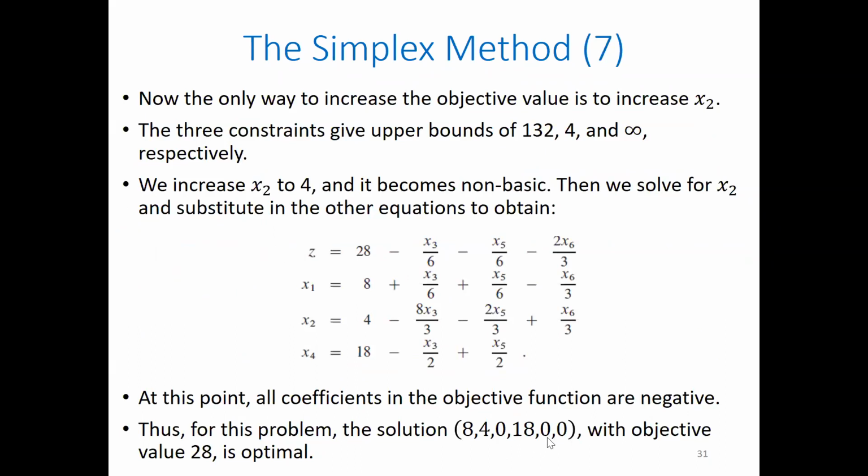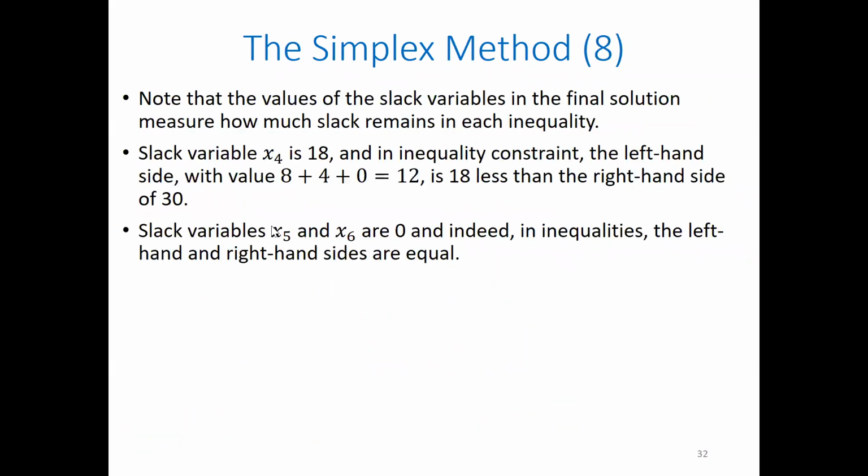Similarly, for x5 and x6, it's 0 because the sum doesn't add up to anything. We have used all the slack for x5 and x6. There's nothing else that we could have added. Well, that's it.